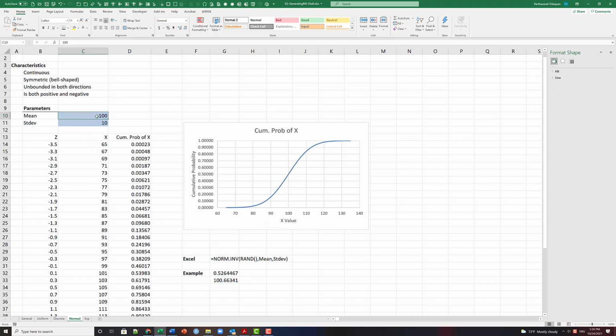So you change the mean and standard deviation, then the same formula will give you random numbers from that normal probability distribution. Now if you want this number to be a round number, you can always include ROUND around it, and the ROUND function needs how many decimal places to round. So you say 0, then it gives you random numbers.